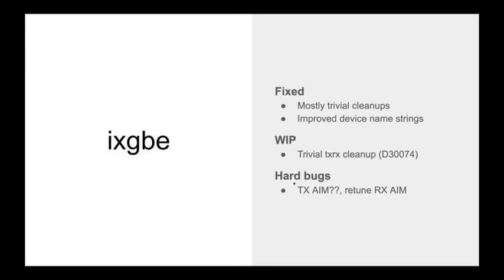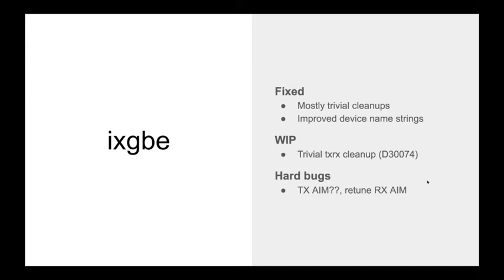Then there's what I'm calling hard bugs. We don't have TX AIM support. The way transmission works in iflib is completely different than before. I've looked pretty deeply at this problem, and I have some thoughts on it that I'll talk about in the next slide, but I actually don't know what to do here. I'm not sure how this should work.